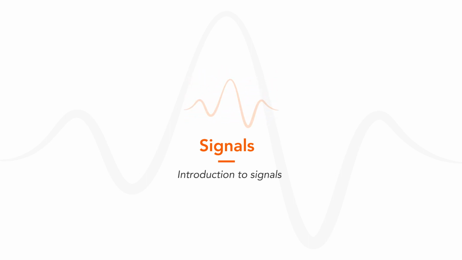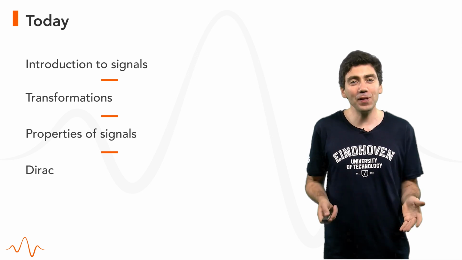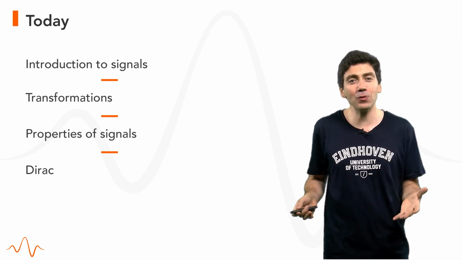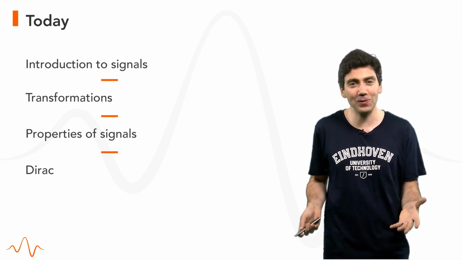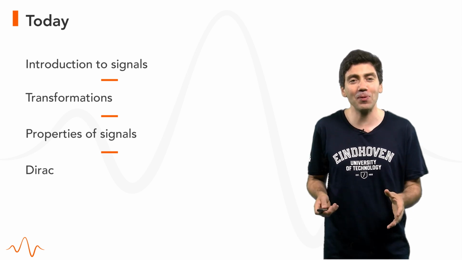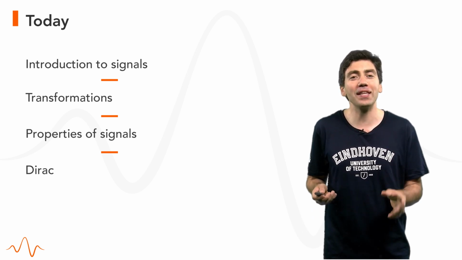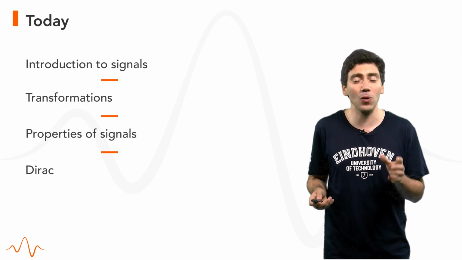In this video, we'll start with some basic introduction to signals, and we'll talk about transformation of signals, some properties of signals, and finally we end up with a very important signal called the Dirac.